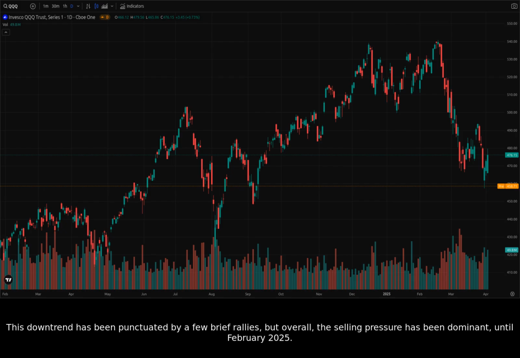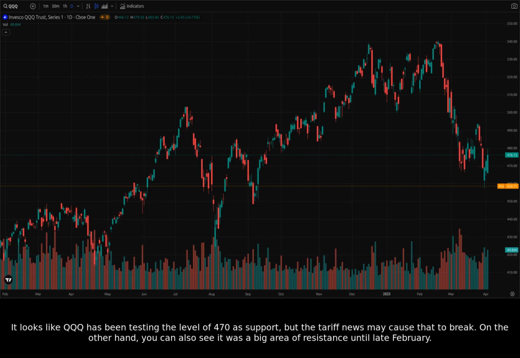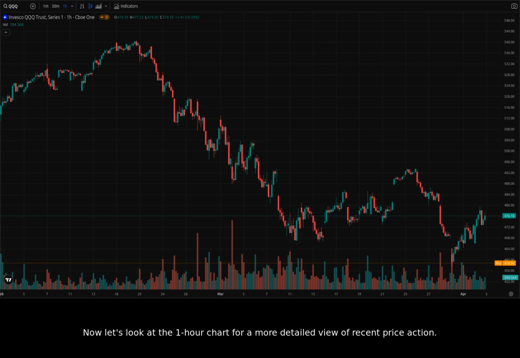This downtrend has been punctuated by a few brief rallies, but overall, the selling pressure has been dominant until February 2025. It looks like QQQ has been testing the level of 470 as support, but the tariff news may cause that to break. On the other hand, you can also see it was a big area of resistance until late February. Now let's look at the 1-hour chart for a more detailed view of recent price action.